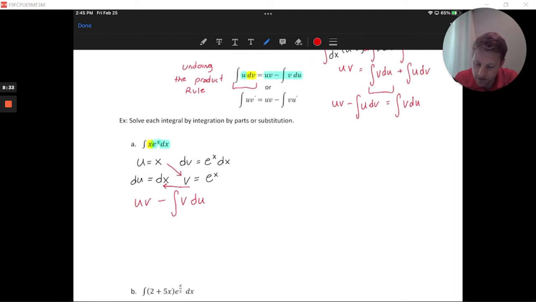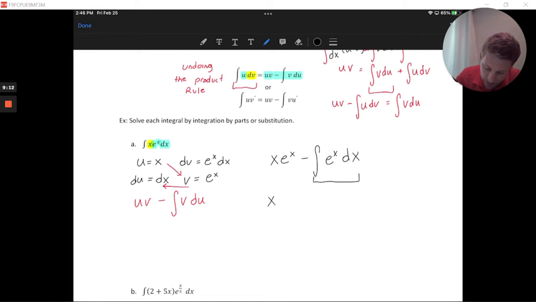So let's fill in the details for this specific integral. The uv product for us would just be x times e to the x. And then we're going to subtract the integral of e to the x dx. So we're taking our v du. One portion of this is outside the integral and doesn't have to be changed. And our last portion here is part of an integral, so we'll have to evaluate its antiderivative.